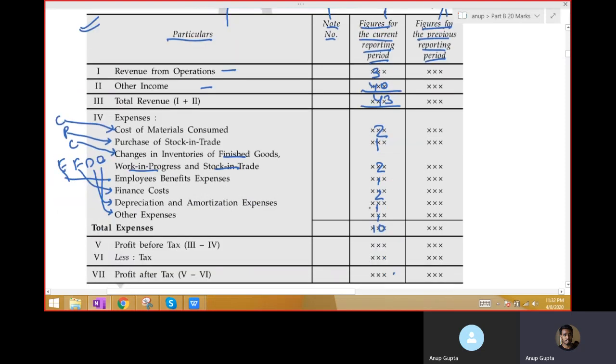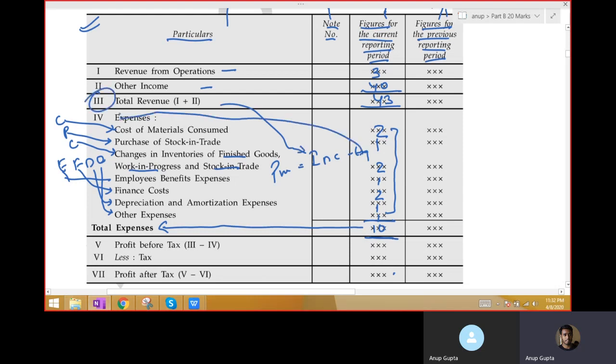What you do now is total all these expenses together and write it here, and again you close it. This amount is known as total expenses. Once this is closed, then we find profit before tax. How do you find profit before tax? Profit is equal to income minus expenses. Where is the income? The total revenue is here, that is number 3. And where are the expenses? The expenses are here in number 4. So 3 minus 4, 3 is 43 and 4 is 10, that is 33. So we got 33 here.